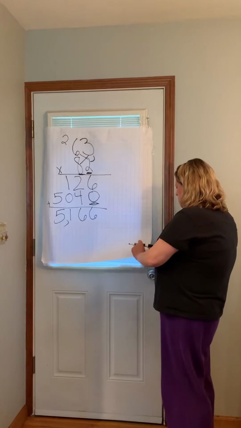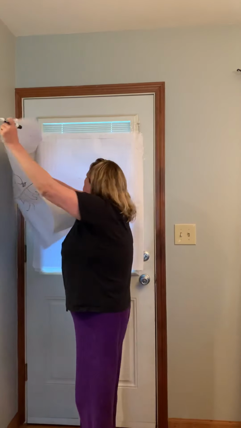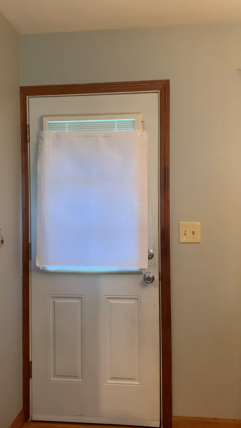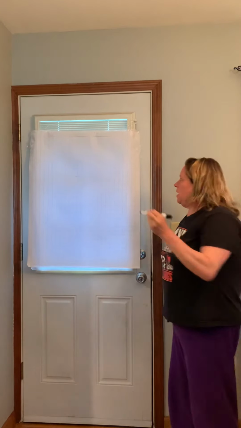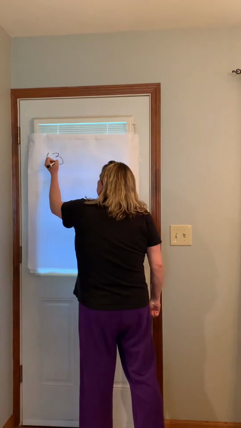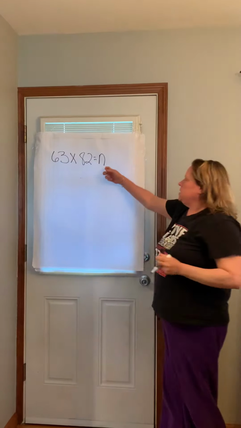So now I'm going to remove this paper and just put it over here. Now we're going to do the area model. Some of you got a little caught up with this last week, but there are examples in the packet, and if you need any help, you can reach out to myself or one of the other teachers, and we'll be happy to meet with you to go over this together. So again, we're going to use the same problem, which was 63 times 82 equals n. N is going to be our answer.